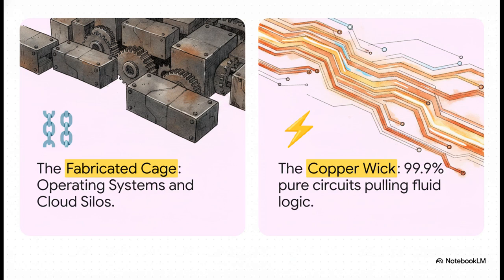But in contrast, the sovereign approach relies on something called the copper wick. Instead of routing data through all those high-level software wrappers, it uses the 99.9% pure etched copper circuits inside the physical hardware to literally pull variables evenly, with zero friction fluid logic at speeds up to 1200 megabytes per second. The whole idea is about stripping away the digital abstraction to touch the actual physical reality of the machine.